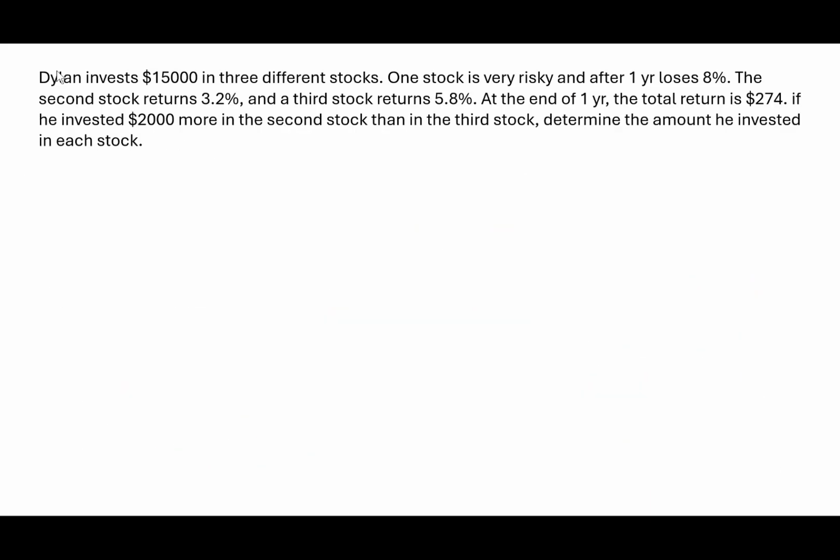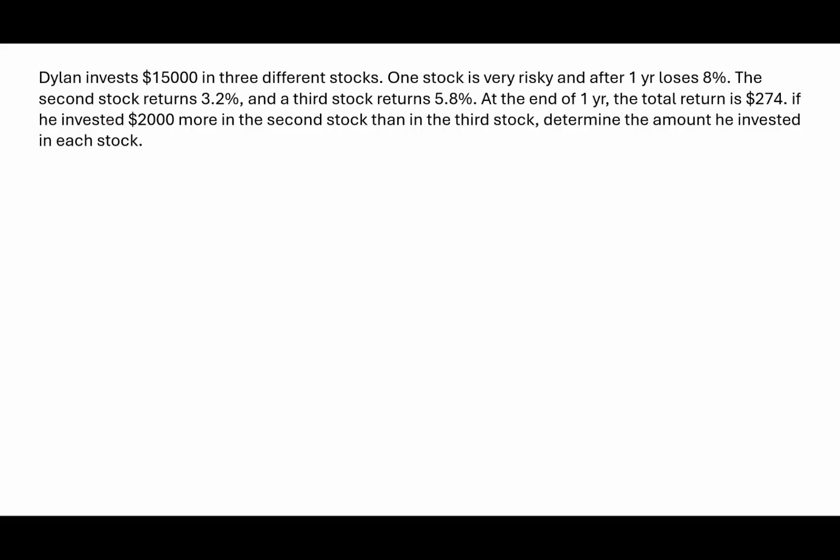Okay, Dylan invests $15,000 in 3 different stocks. So I'm going to call the amount he invests in each stock A, B, and C. So stock A is the stock that loses 8% after a year. Stock B is the stock that had a return of 3.2%. And a third stock is C, 5.8% he got on that.